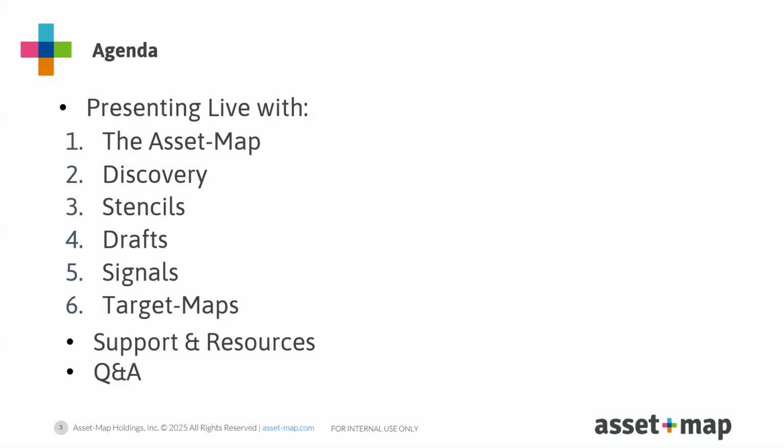Now, I'm going to go over some best practices with presenting the AssetMap. I'm going to show you some tips and some tricks and some hidden gems there. Also some language and some framing that you can use. I'm also going to touch on discovery, stencils, drafts, signals, and target maps. These are just some primary features that you may be using live in your client meetings. And I think it's important for you to hear some language as to how I would use it in a client meeting, how I have used it in presentations and things like that moving forward.